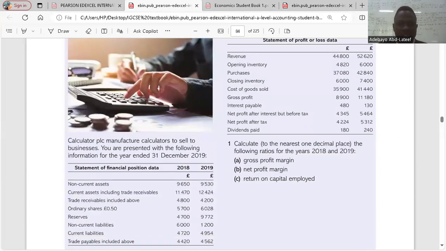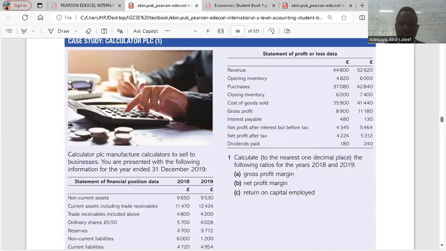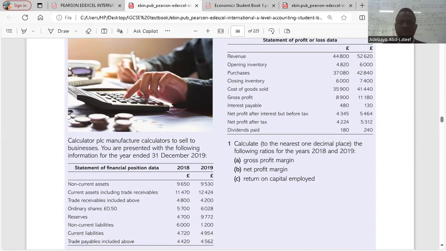For activity 2, the revenue of the business is given. For Calculators PLC, there's revenue, opening inventory, purchases, closing inventory, the cost of goods sold, and we have all the information here. So we quickly go into the question itself. They said calculate the gross profit margin. The gross profit for 2018 is 8,900 divided by the revenue, which is 44,800 multiplied by 100.